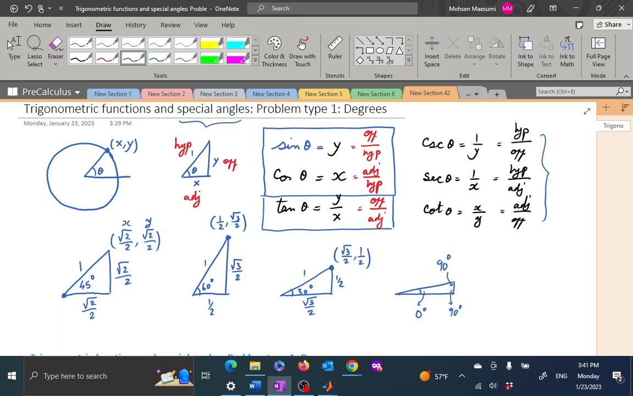So 0 degree means the triangle has been collapsed. This side will be 1, this side will be 0, this side will be 1. A triangle like this helps us get certain values about 0 degree and 90 degree angles easily. So a few triangles to remember, and then we can be on our way.